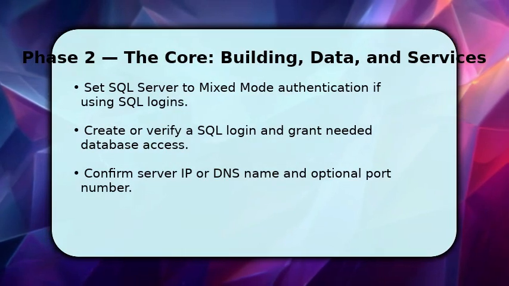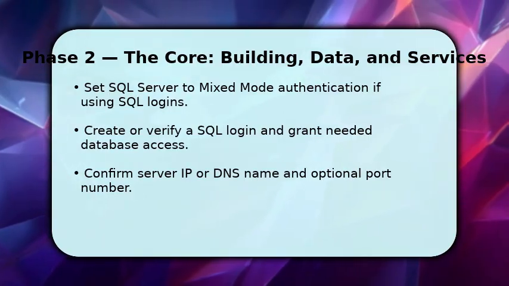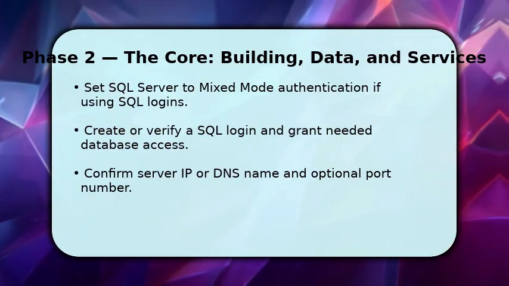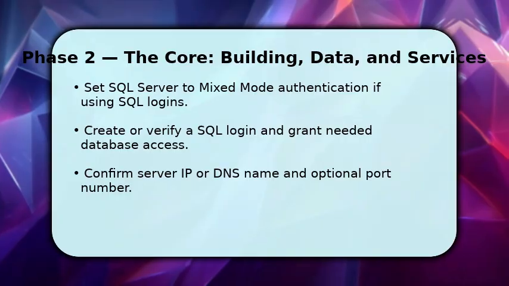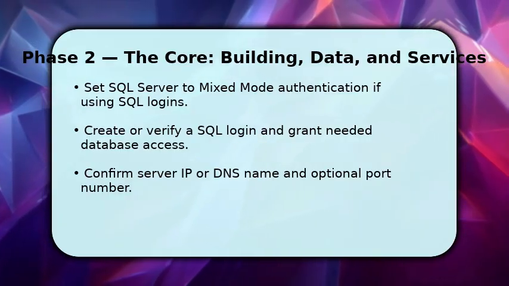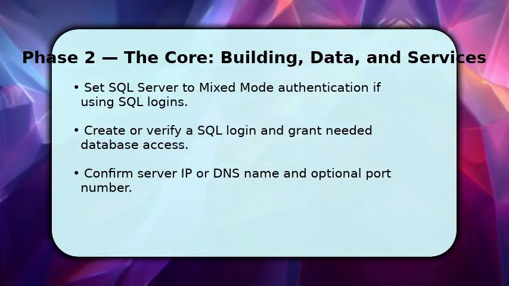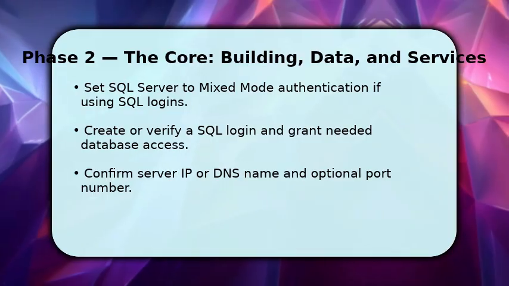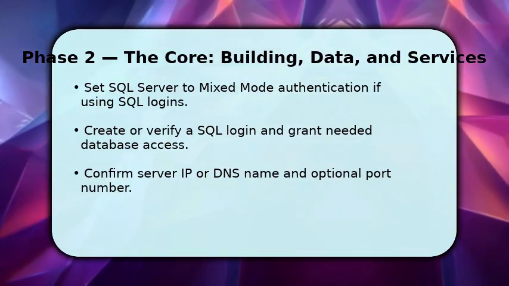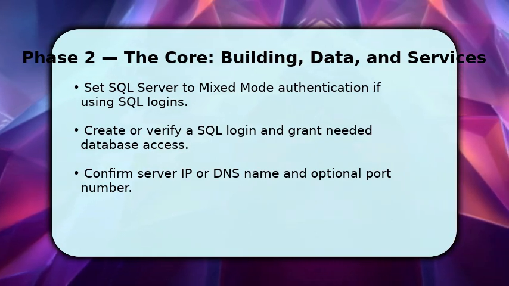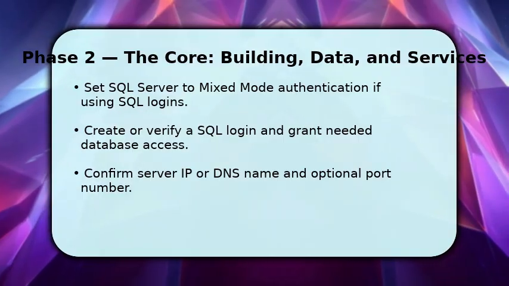Now you configure authentication and network addressing. Set SQL Server to mixed mode if you plan to use SQL logins, because Windows only will block non-domain PCs. Create or verify a SQL login, assign a secure password, and grant database permissions needed for the task. Make sure you have the host IP address or DNS name and append port if non-standard. Once done, test local connection strings on the host to ensure credentials and network binding work before trying remotely.